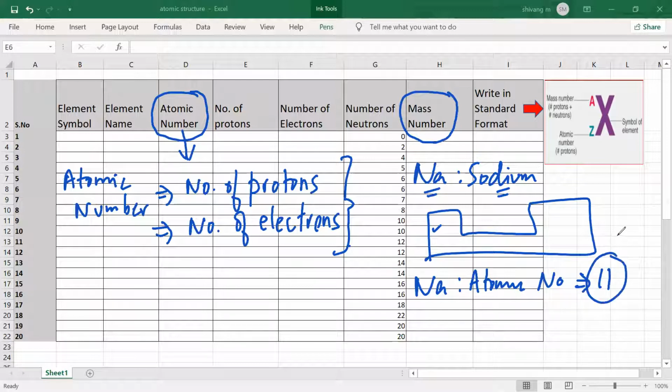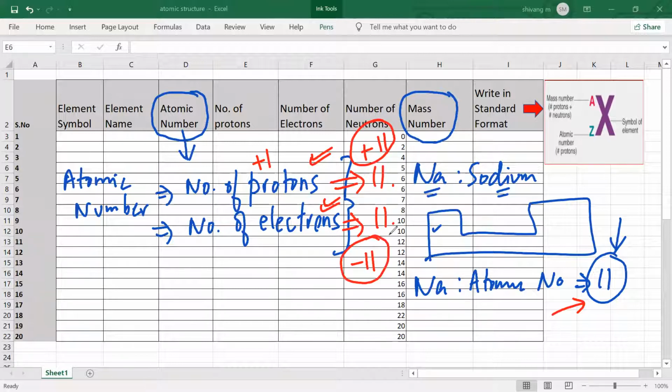Now, what information does this 11 have, Mr. Satya? So this tells how many protons and electrons there are inside. Very nice. So this information 11 tells us that these would be the number of protons and these would be the number of electrons. Are we clear about this? Yes, sir. Now these 11 protons, each proton will have +1 charge. Therefore, the number of protons is 11, so the total positive charge would be +11 and the negative charge would be -11. Are we clear about this?